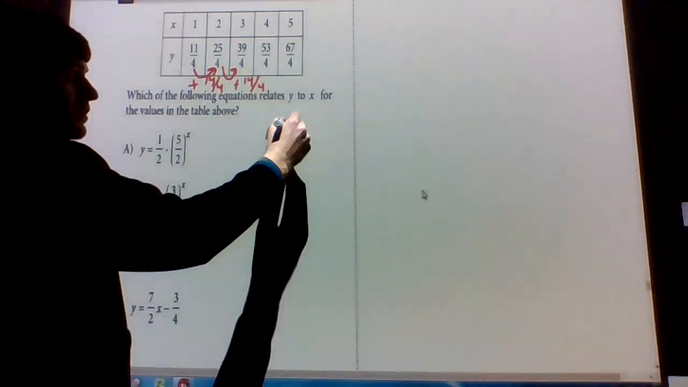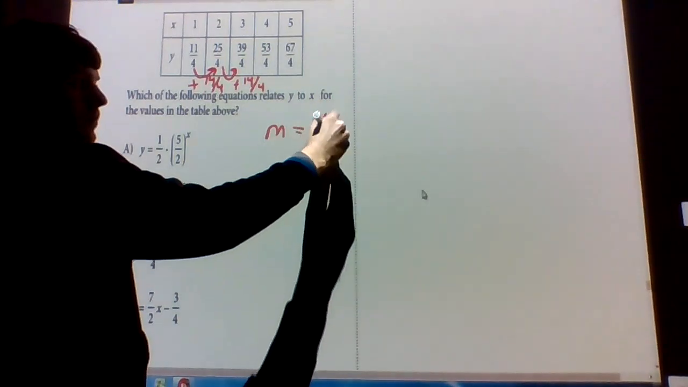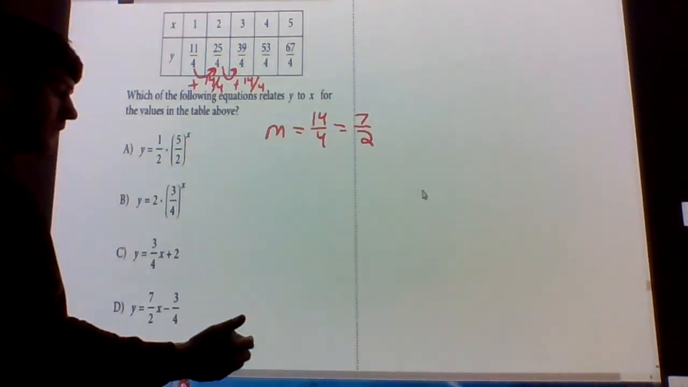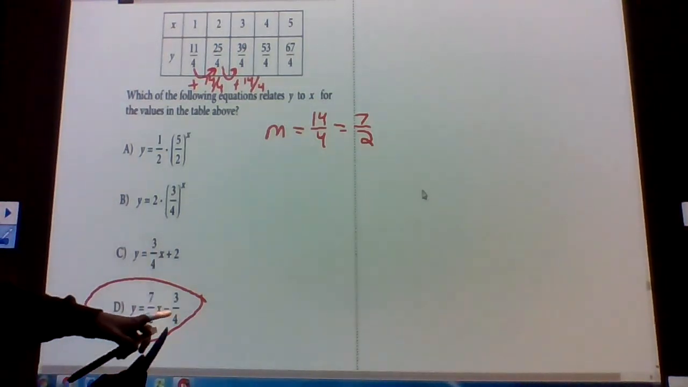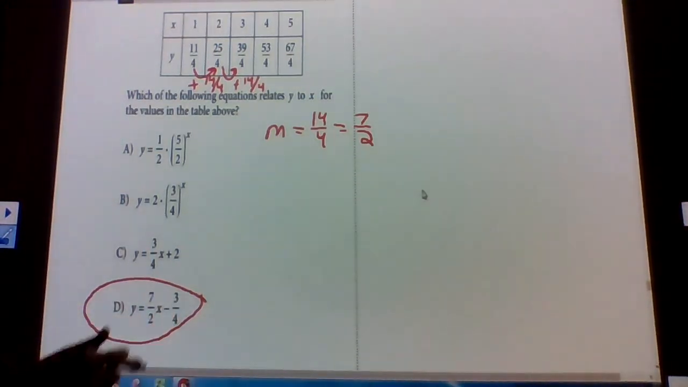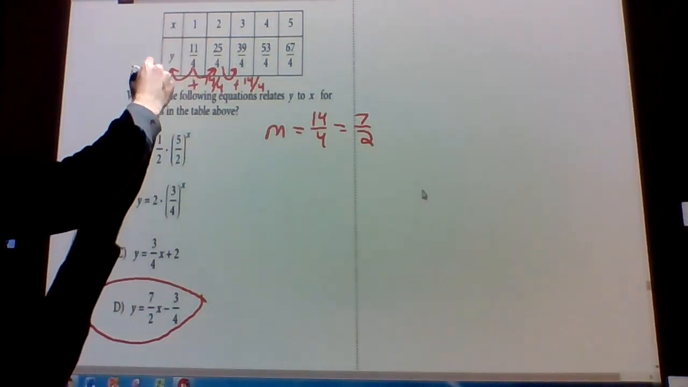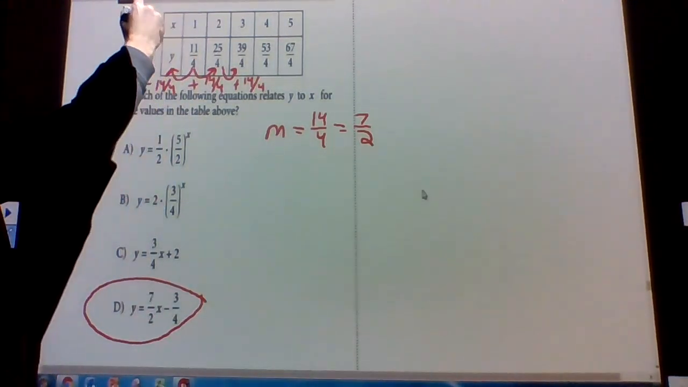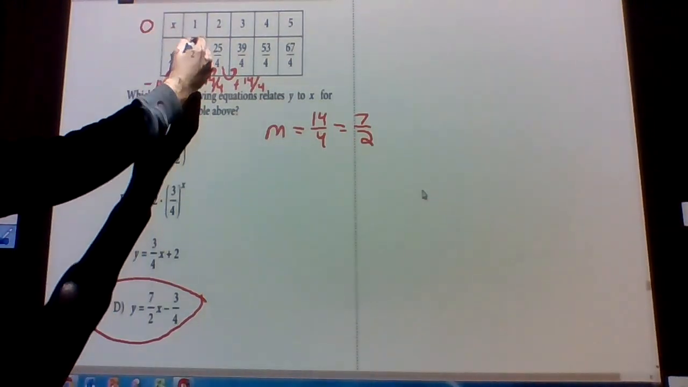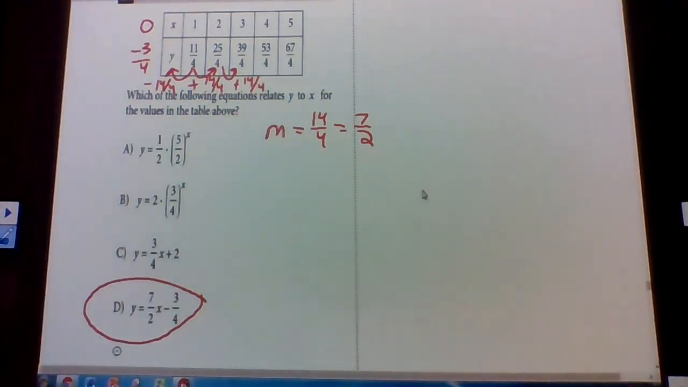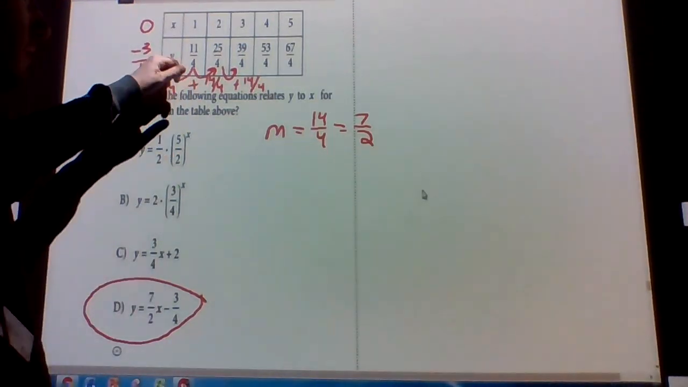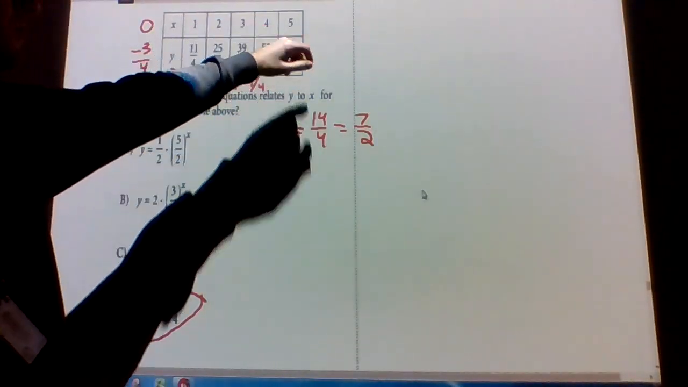So your slope here is 14 over 4, which is 7 over 2, and the only one here that's linear and has a slope of 7 over 2 is this. Okay, but you can also find your x-intercept, right? If you go back 1, so if we subtract 14 over 4, we should get the 0 number, and 11 minus 14 is negative 3 over 4, so that even helps our y-intercept is right as well. Okay, so 15 should be D. Right, it's constant because it's going up by the same amount each time x goes up.